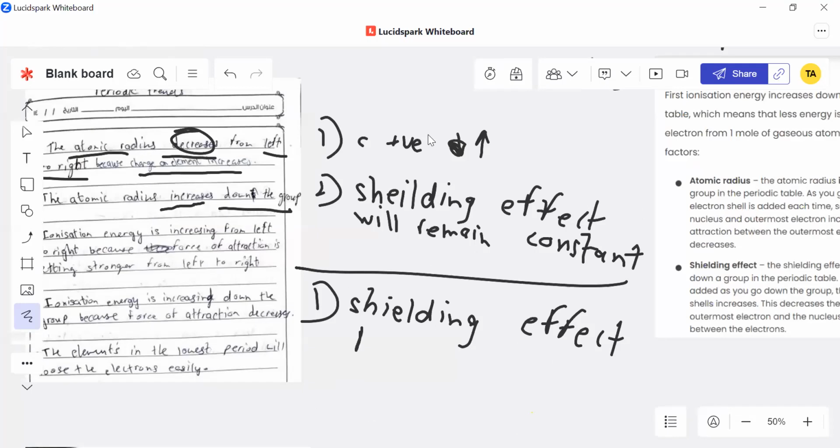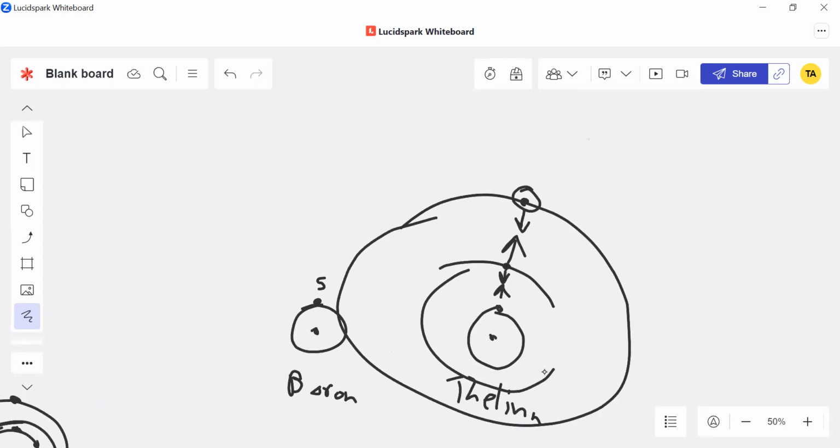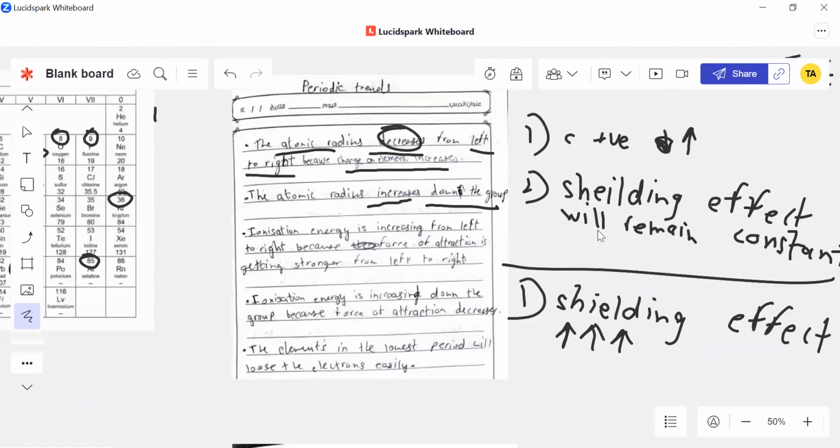So the shielding effect would be much, much greater because since there are more shells, more electrons will repel each other, right? So the electron shells move further away from each other because this electron will repel this electron. So when that happens, they repel each other. So this electron shell would move further away. Similarly, these two shells would move further away because these two electrons are repelling each other. So down the group, the atomic radius increases because of shielding effect.